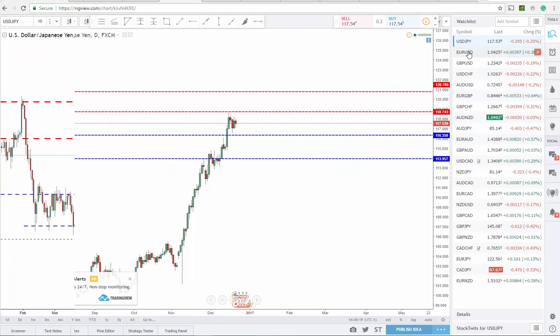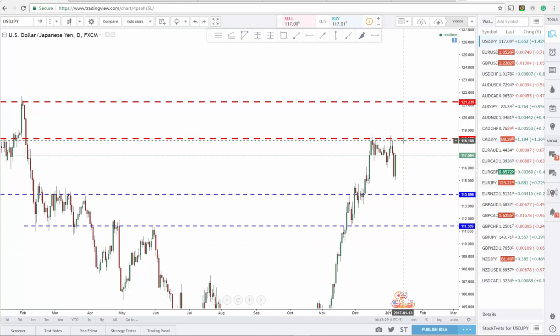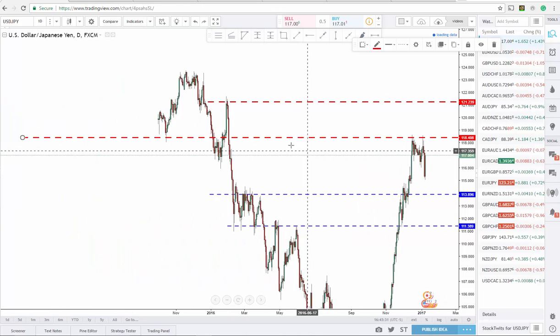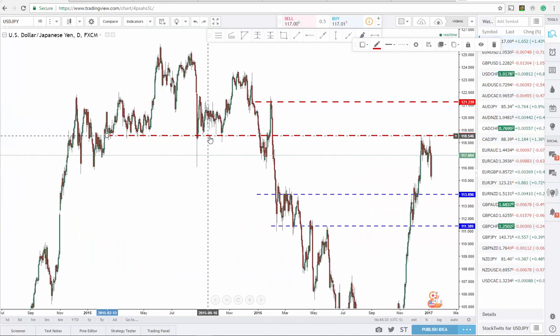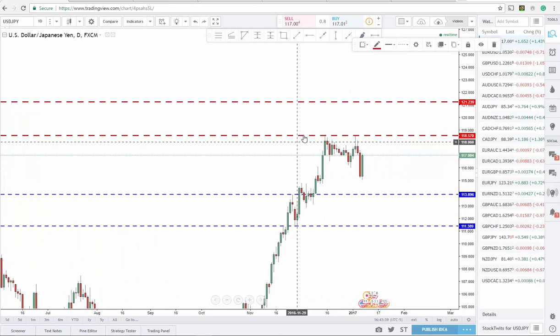Let's move on to the euro dollar now. Alright guys, so as you can see, the market did come up into that 118.7 level right here at these previous levels of support, and we got a pretty nice push down from that level, without even having to go down to the lower time frames.